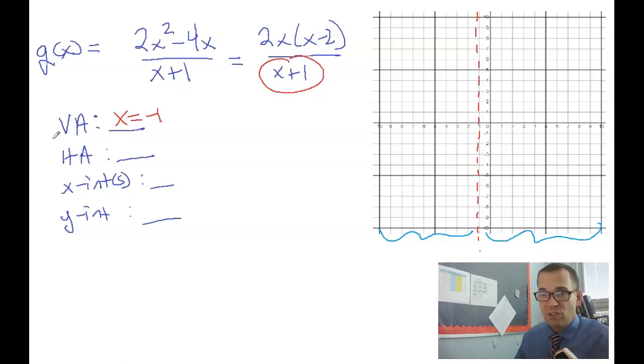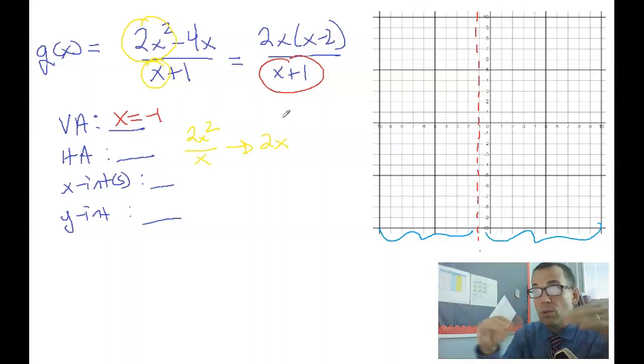As far as the HA is concerned, we're talking about what happens when x gets very far away from 0. And when x gets very far away from 0, it's the lead terms of each function that take over. So I just want to focus my attention on this 2x squared over this x. Now this can be reduced to straight up 2x, and I'm thinking about x's that are far from 0. So if x is really big, 2x is just getting bigger and bigger. And if x is really negative, 2x is more and more negative. It's growing without bound. So this means there's not going to be any kind of horizontal asymptote.